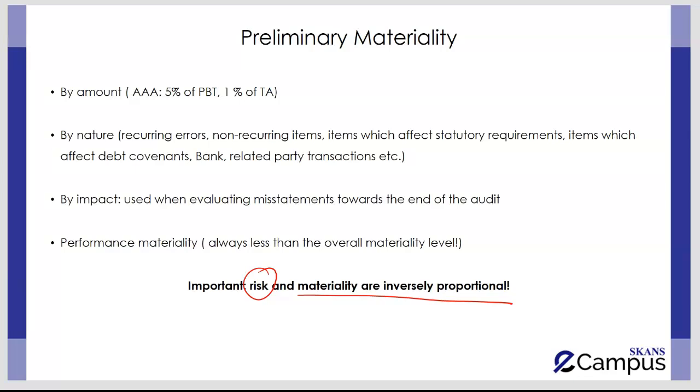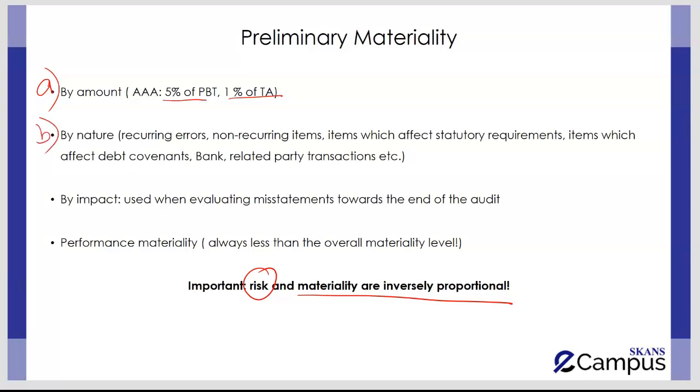Please remember, we need to start off with determining materiality by amount. So materiality is often calculated using benchmarks such as the ones that you see on the screen. You could have 5% of profit before tax, 1% of total assets, or 0.5% of revenue. These values are useful as a starting point for assessing materiality. These are the ones that we would expect you to use for the AAA exam as well.